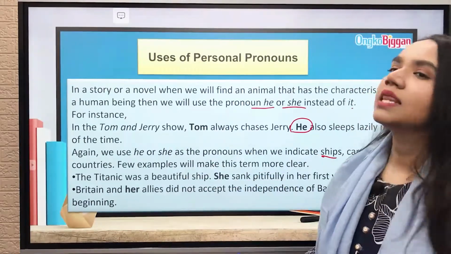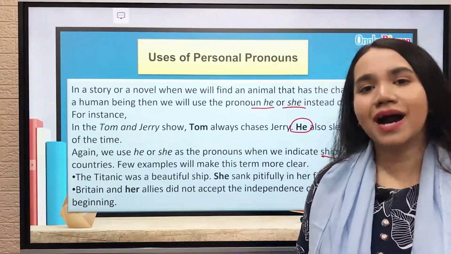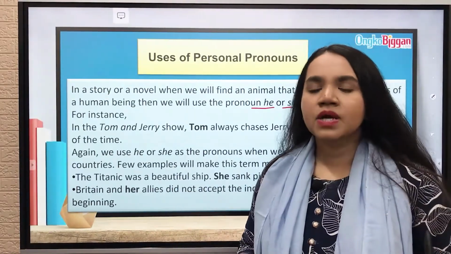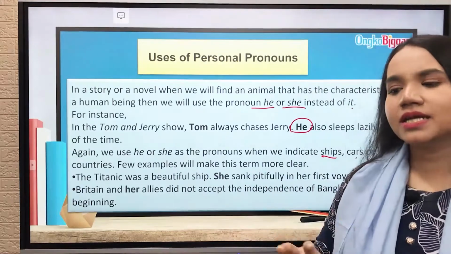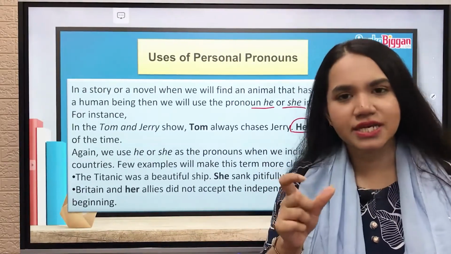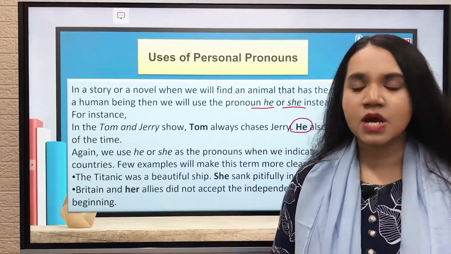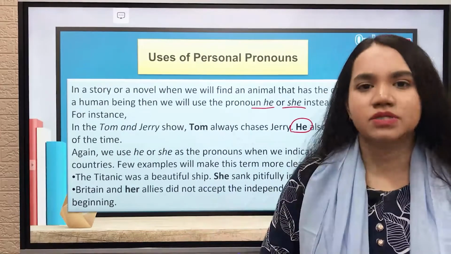Like Bangladesh, the country Bangladesh is referred to as our motherland, right? So as a result, because we say that it is our motherland, we refer to Bangladesh as she. We will say Bangladesh and her beauty is magnificent. We will not say Bangladesh and its beauty.